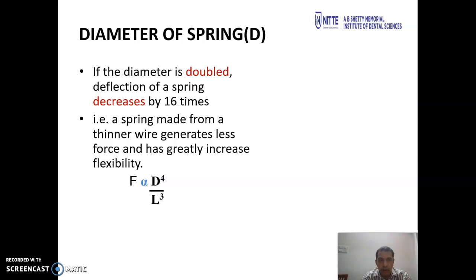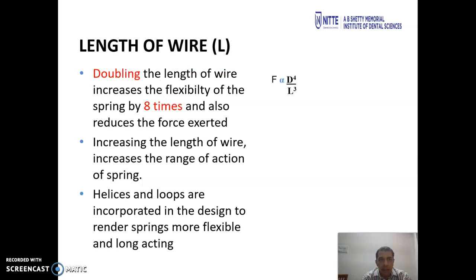That is, a spring made from a thinner wire generates less force and has a great increase in its flexibility. Doubling the length of the wire increases the flexibility of the spring by 8 times and also reduces the force exerted. Increasing the length of the wire increases the range of action of the spring. Helices and loops are incorporated in the design to render springs more flexible and long-acting.